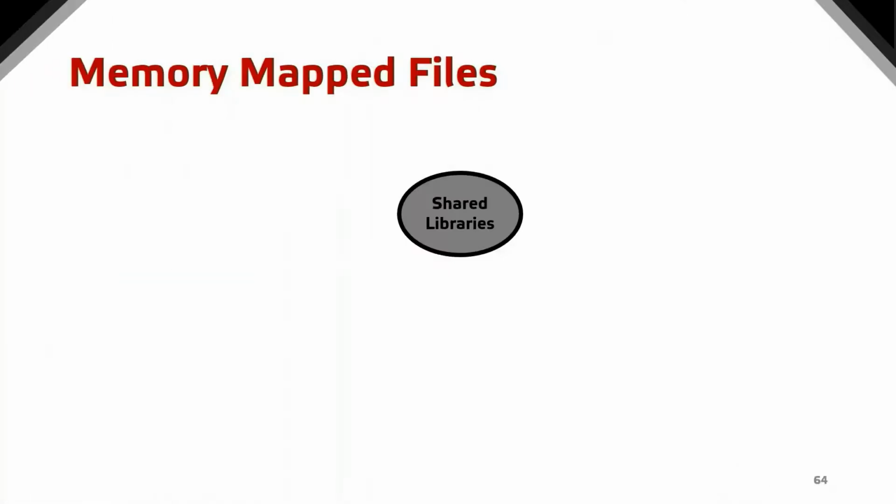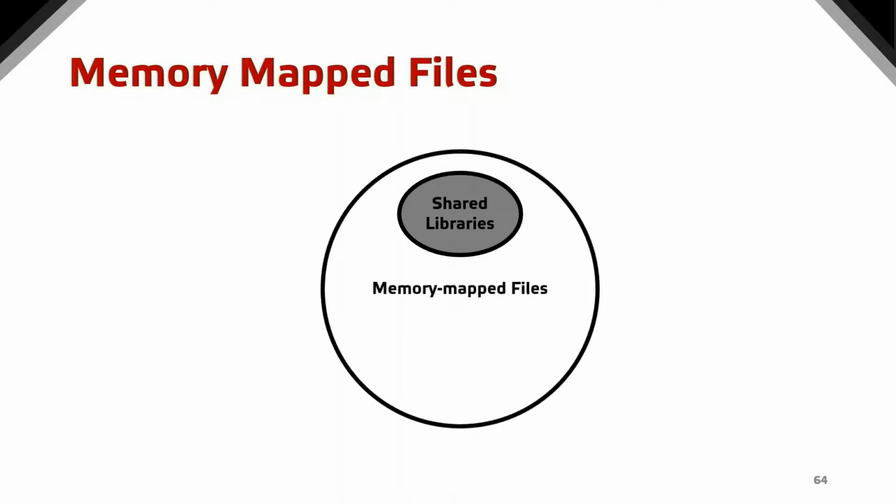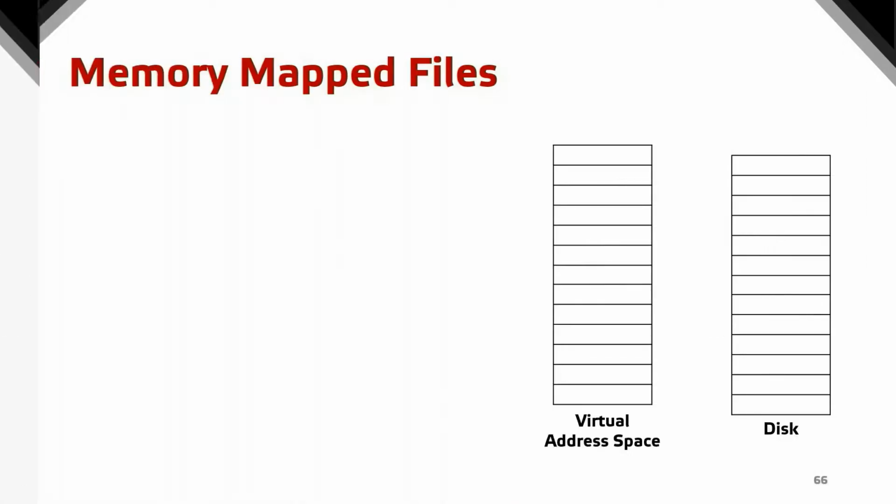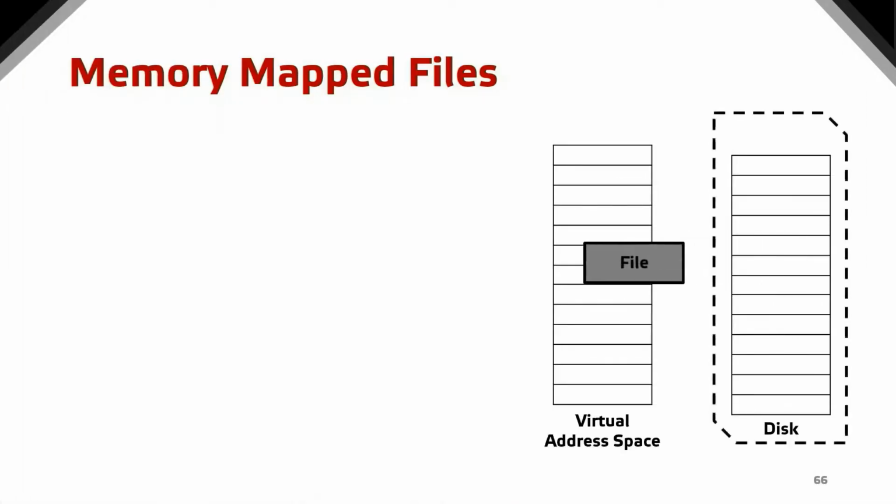The shared library is just a needle in a haystack. The larger concept is memory-mapped files. Let's now talk about them. The idea of the memory-mapped files facility is that a process can issue a system call to map a file onto a portion of its virtual address space and use the disk as a backing store. When the process exits or explicitly unmaps the file, all the modified pages are written back to the file on the disk.